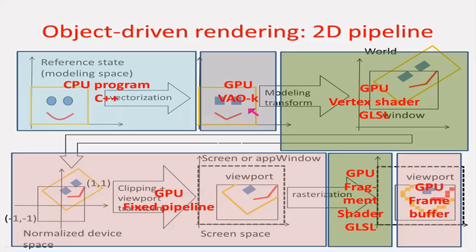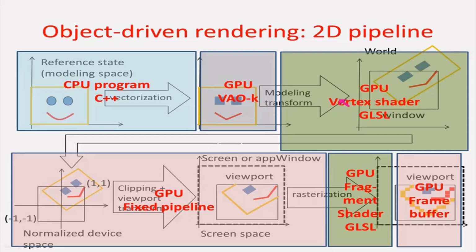Vectorized point, line, and triangle primitives are copied to the GPU, where they are organized in vertex array objects, or VAOs for short. A VAO is a collection of arrays storing vertices and vertex properties. These arrays are called vertex buffer objects, or VBOs for short. The GPU feeds the vertex shader processor by the vertices and their attributes.